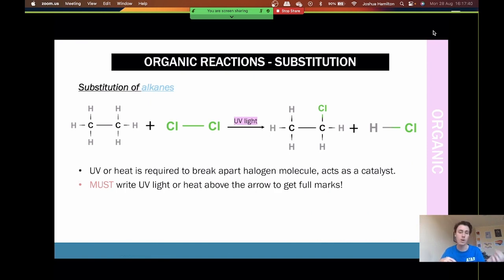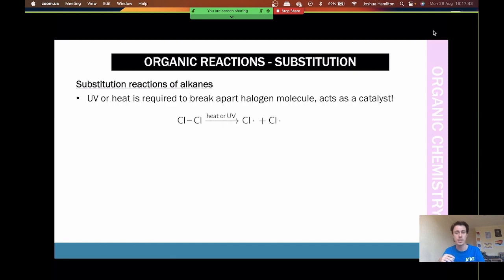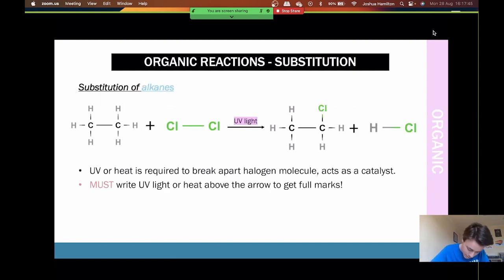So you start off with an alkane, you add chlorine gas. Now what's really important is that this is lacking something. This should have heat and UV light. They are the two conditions you must have, and this is a very specific example for chlorine to be added onto an alkane.